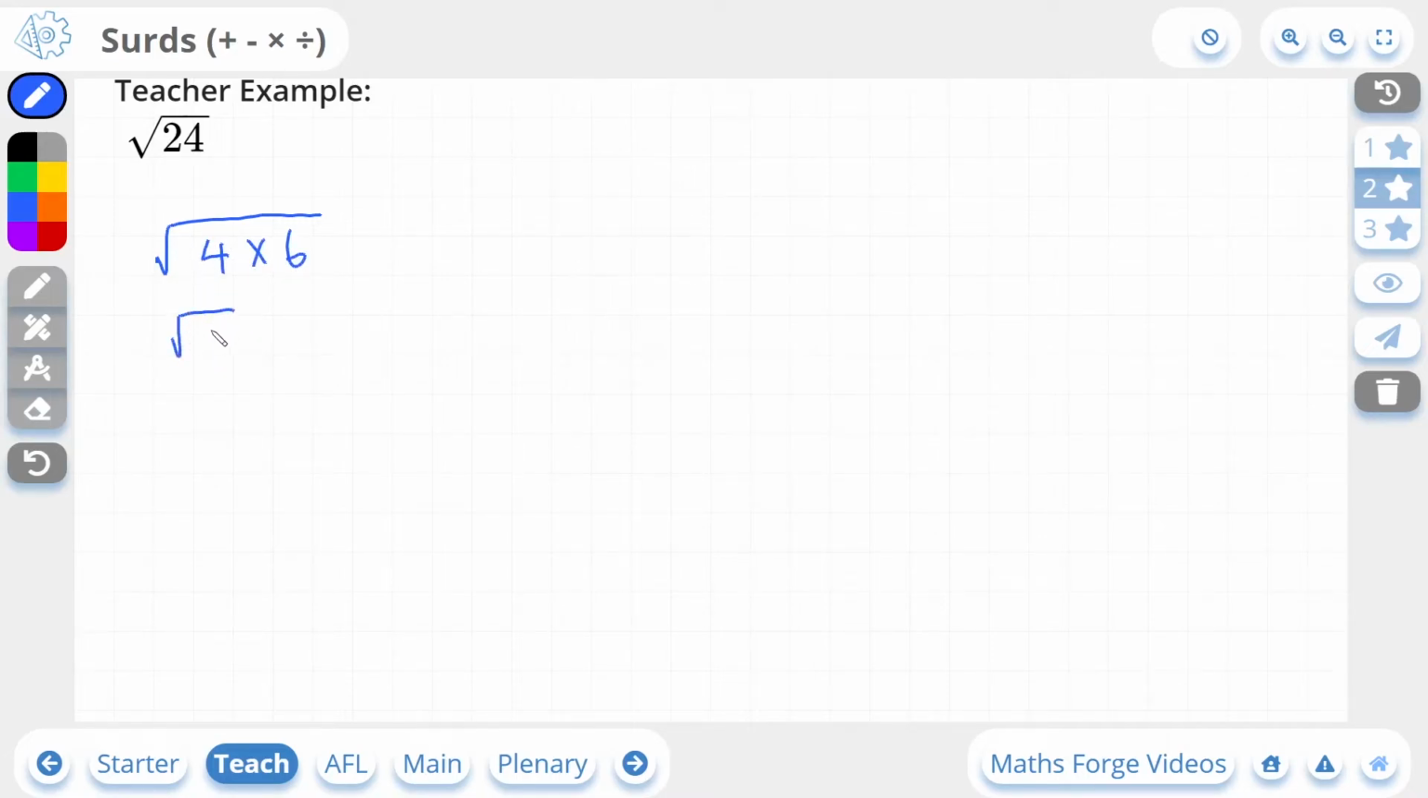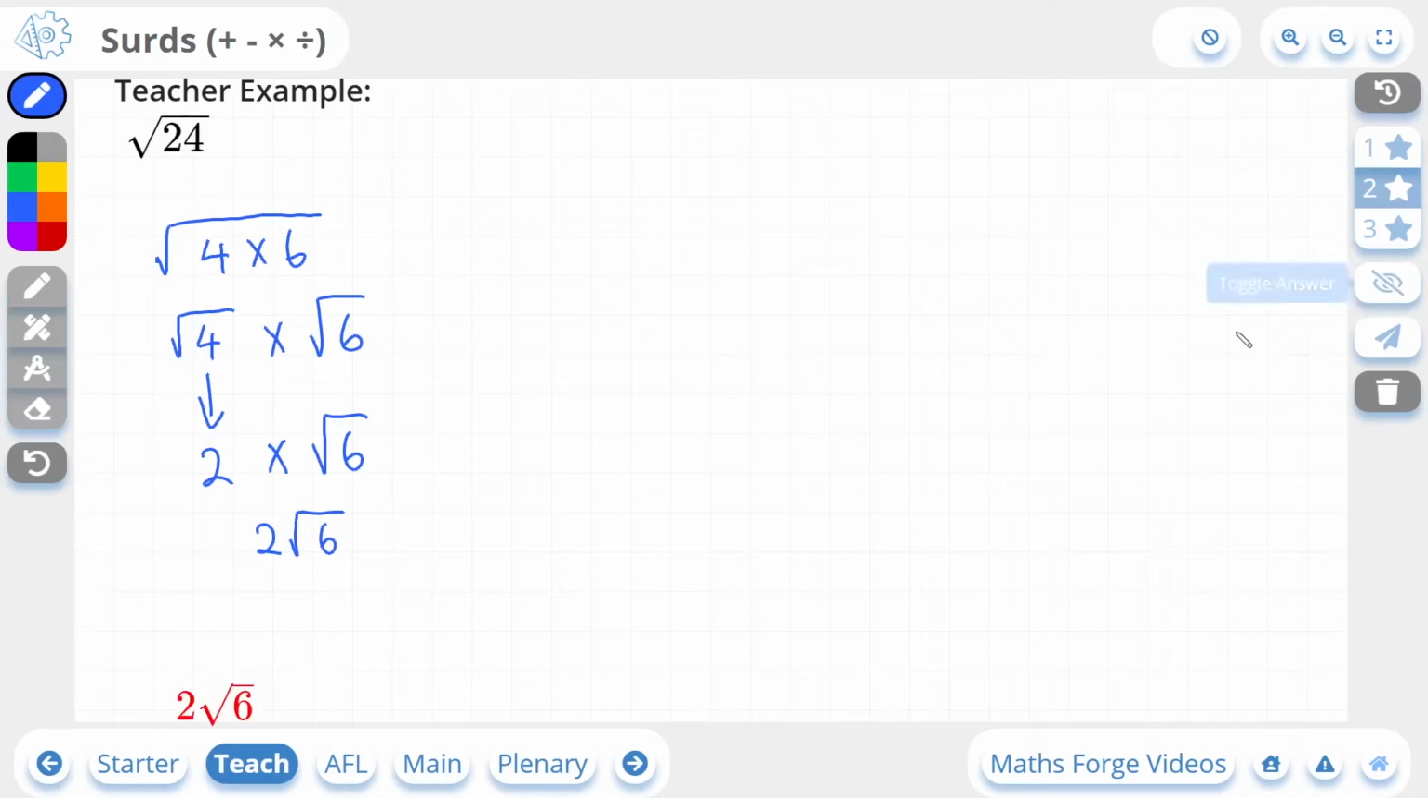So now when the square root distributes over the 4 and distributes over the 6, the square root of 4 simplifies to give us 2. And of course, the square root of 6 cannot simplify any further, so it stays as it is. And 2 times root 6 is just 2 root 6. So if we check our answer, there it is.